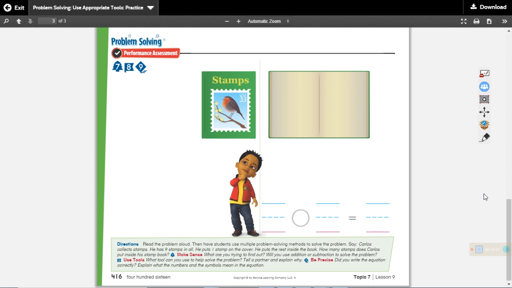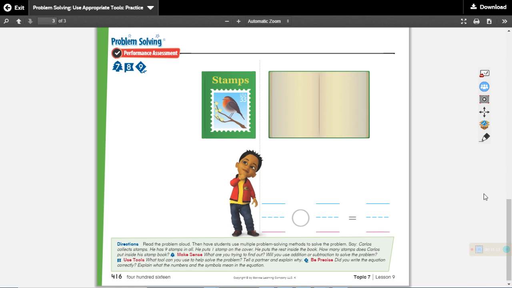Listen to this problem. Carlos collects stamps. He has 9 stamps in all. He puts 1 stamp on the cover. He puts the rest inside the book. How many stamps does Carlos put inside his stamp book?